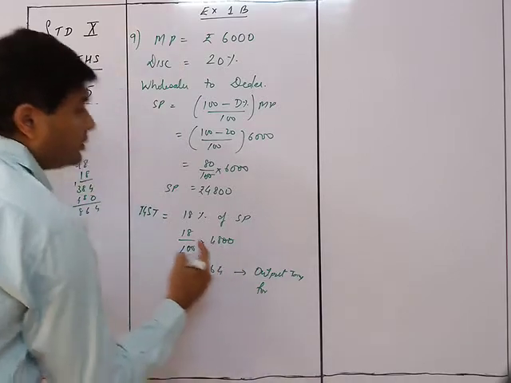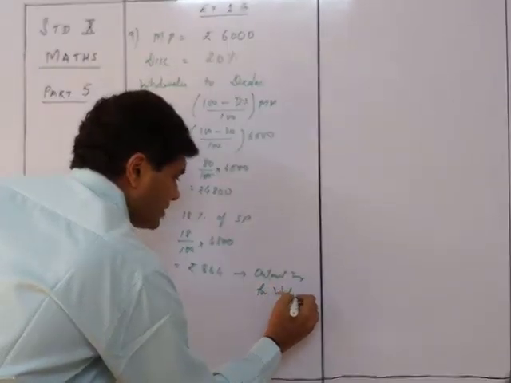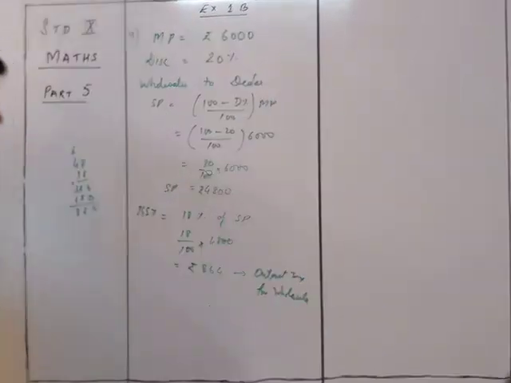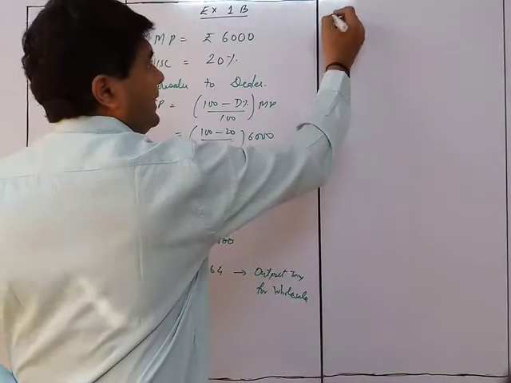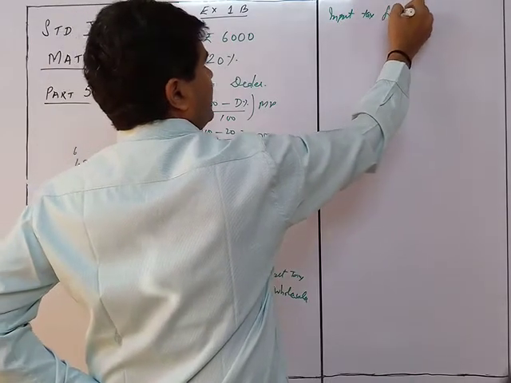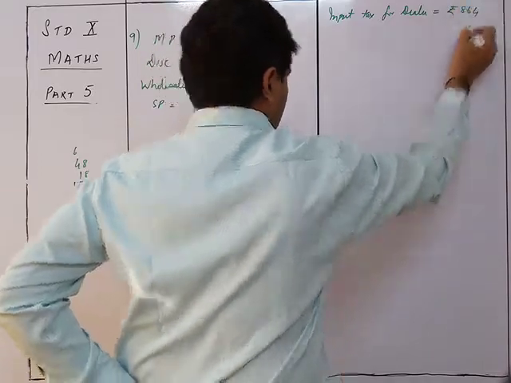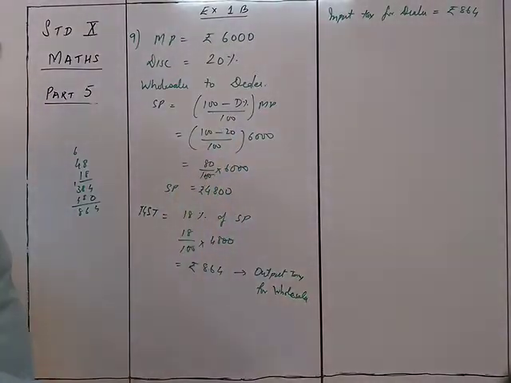for the wholesaler. Similarly, the input tax for the dealer is also equal to rupees 864, because the wholesaler's output tax is the dealer's input tax.